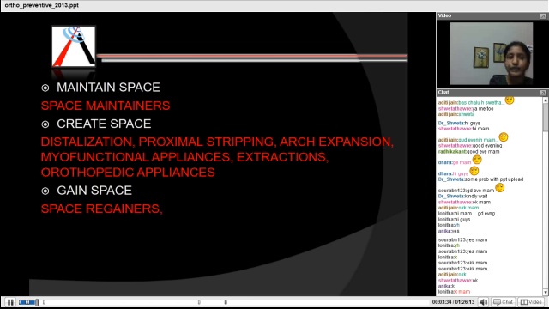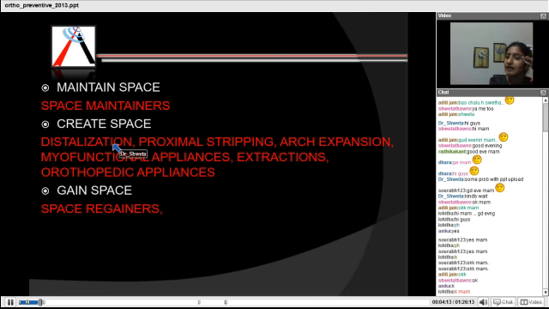So what you need to know is, when you come to a question, you need to know whether you need to maintain space, or you need to create space, or you need to gain space. Depending on that, you need to derive to a treatment. Now maintain space is easy. Whenever there is some premature loss of any tooth at a very young age, you need to give a space maintainer. Gain space, when there has been space loss by mesial tipping or distal tipping of teeth and new teeth are erupting at that time, you need to gain space with the help of space regainers.